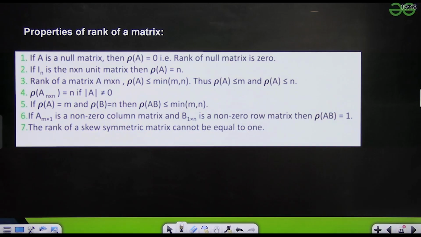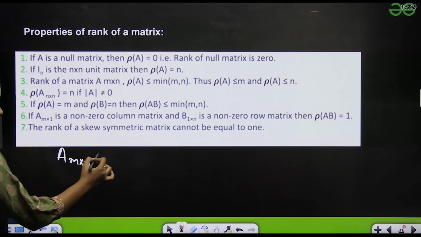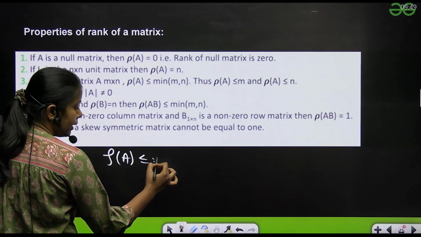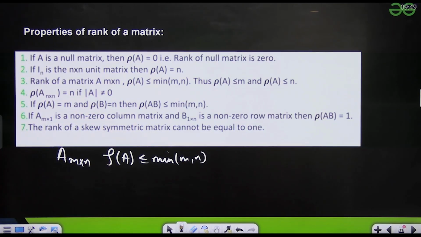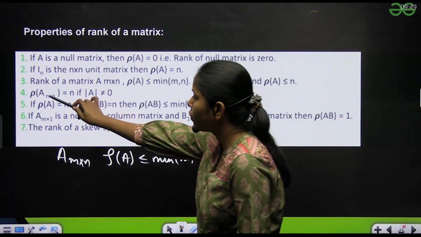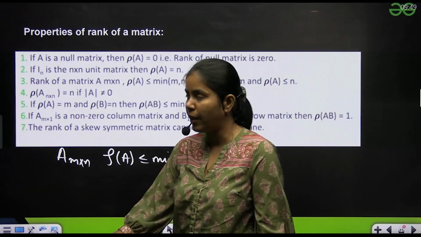Let's discuss some of the properties. If A is a null matrix, then the rank of the matrix is 0. If we have an identity matrix, then the rank is n. If A is of order m cross n, then the rank of A is less than or equal to the minimum of m comma n. So the rank of A is less than or equal to m, and also less than or equal to n. And I told you, if A is of order n cross n and the determinant of A is non-zero, then the rank becomes n. We have already seen that in the minor definition.